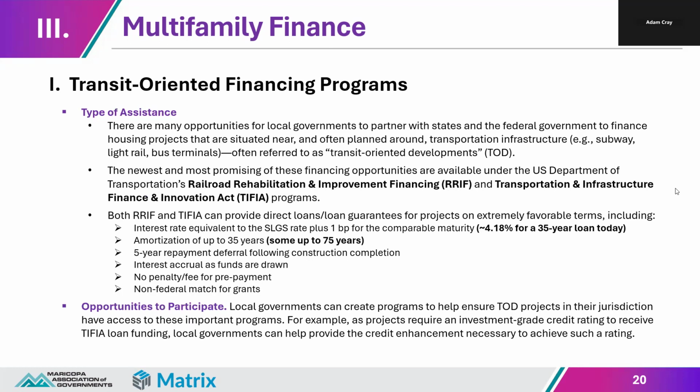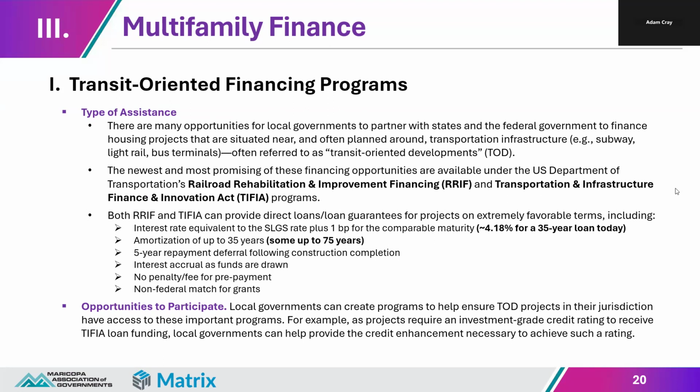Last couple of program types I'm going to talk about here. Transit-oriented financing programs. These are really for projects that are situated near and often planned around transportation infrastructure. We're talking things like subways and light rail and bus terminals, often referred to as TOD. And really the most exciting sources to fund these types of projects out there today are RRIF and TIFIA, which are run by the Department of Transportation.